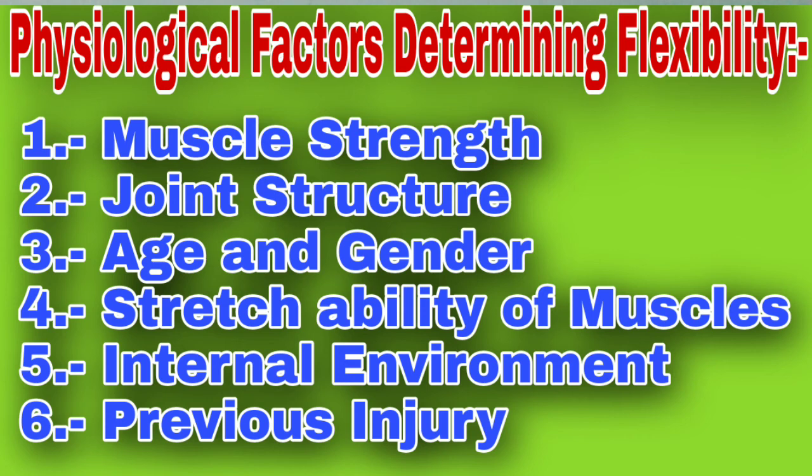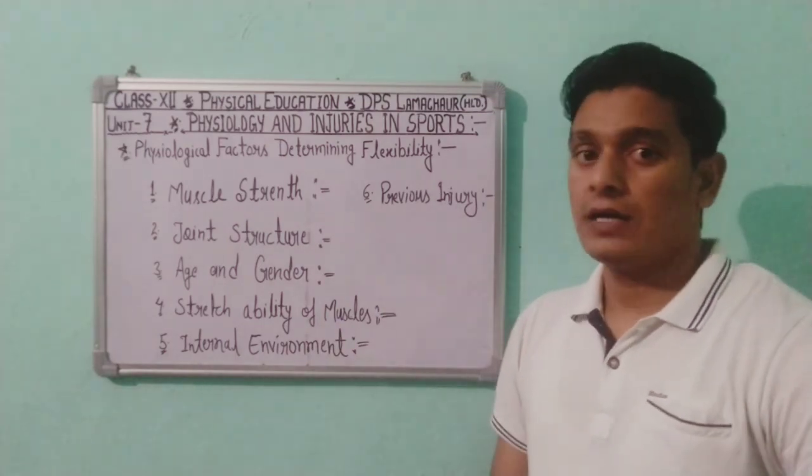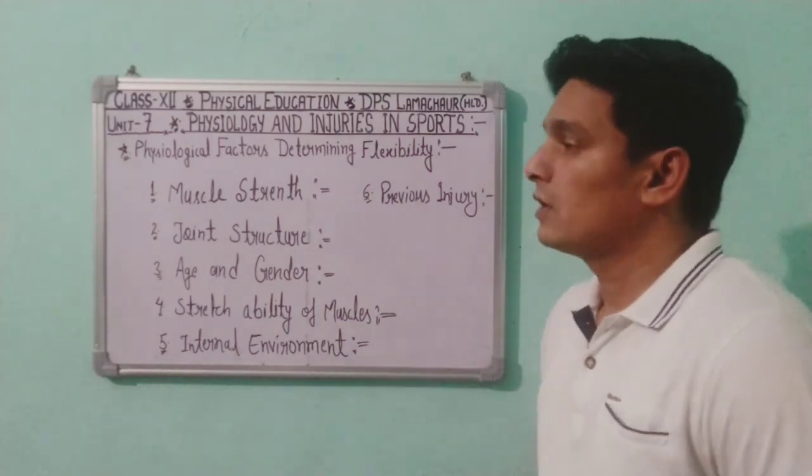So the next factor is previous injury, and how it affects flexibility. Now let's know about it. Injury to connective tissue, the muscle and muscle can result in formation of fibrous tissue on the affected part. Fibrous tissue is not very elastic and can lead to limb shortening and eventually lead to reduced flexibility. So this is all about the physiological factors determining flexibility, and I hope you understood about today's topic.